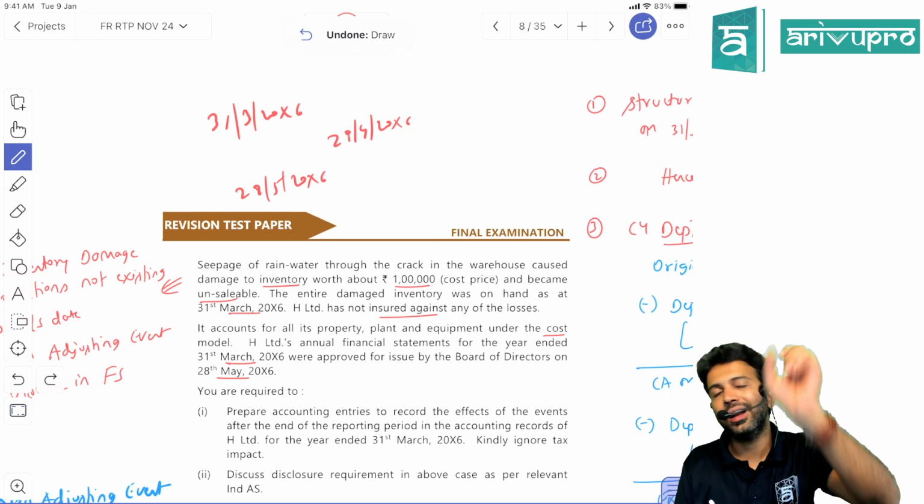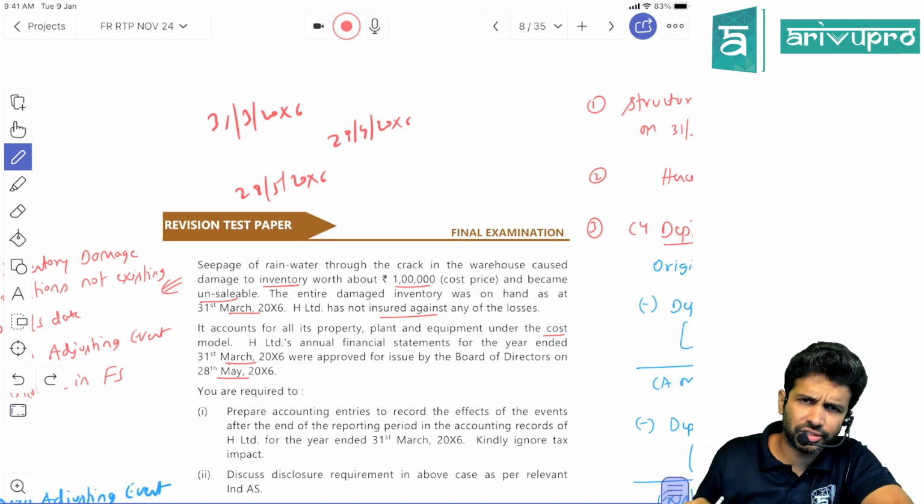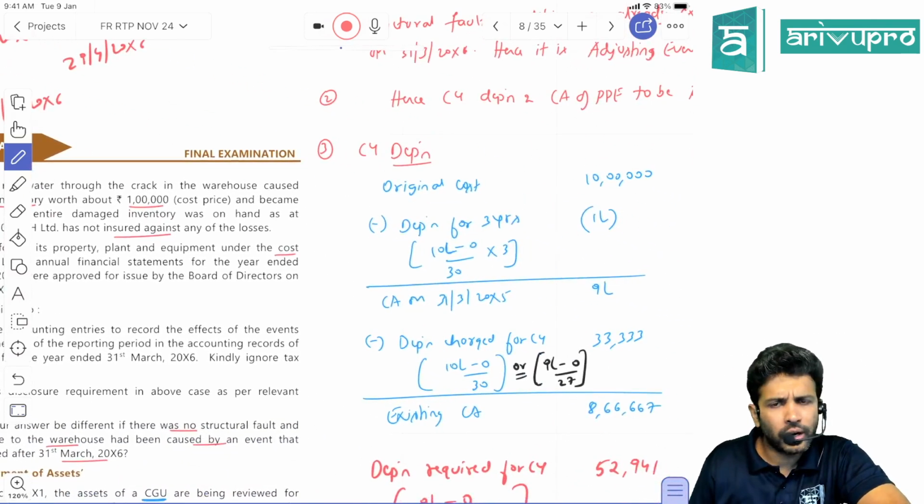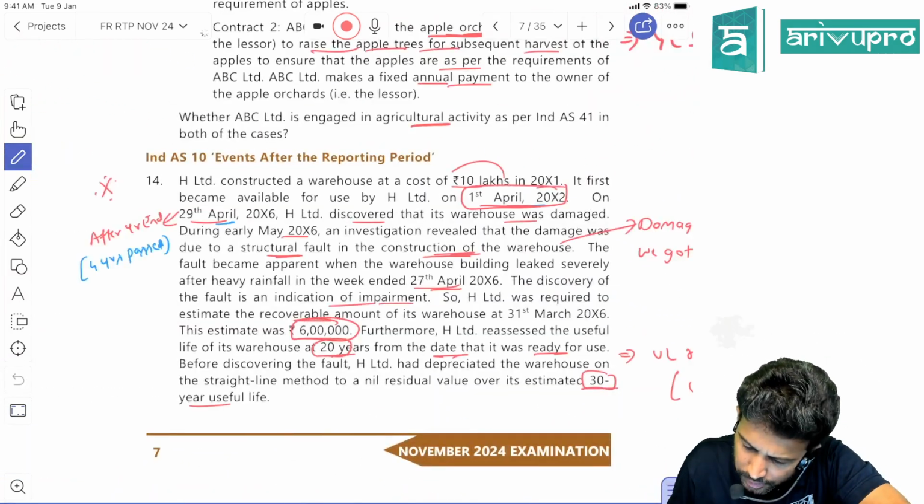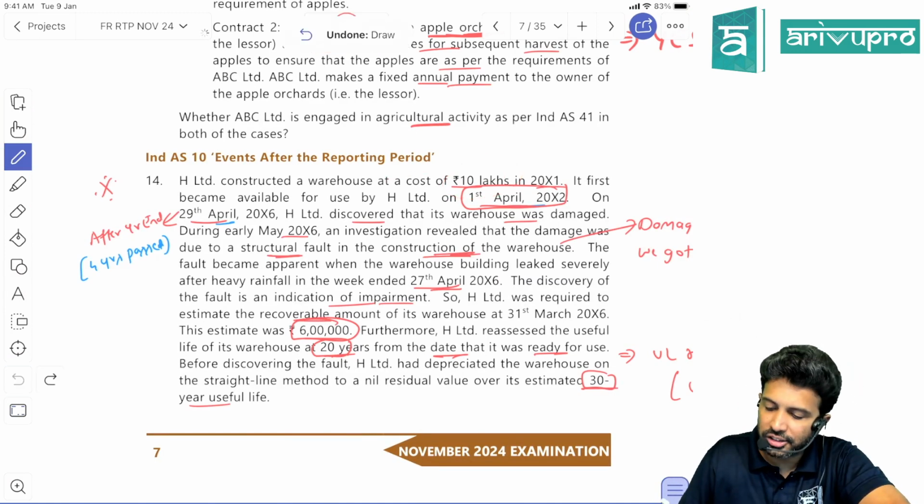And what sort of an event? Adjusting event. Hence things need to be revised. So now how to work out? Sir, what was the cost of the asset when you purchased it? 10 lakh.